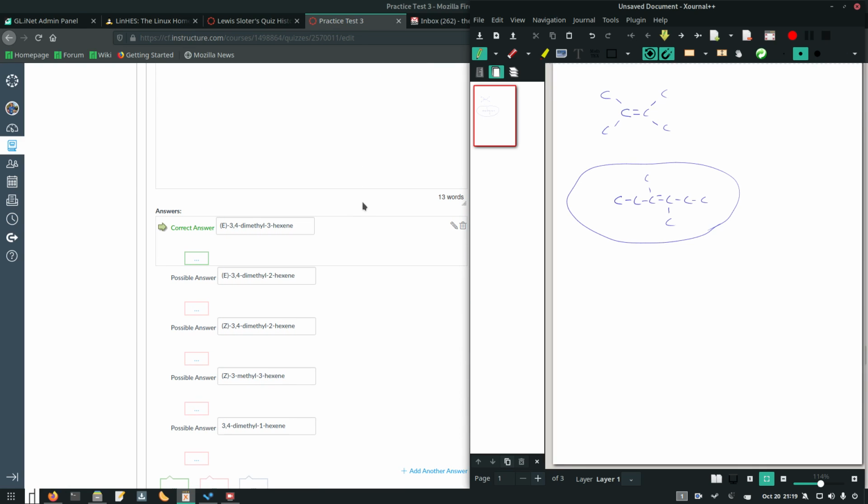Alright, but let's make sure none of these other ones actually work. So the next one is 3,4 with a 2-hexene. And if we draw out 2-hexene, and we put the 3 and 4 on there, this other location must have an H on it. So off that double bond there is at least one H, which is why that's going to have a higher amount of heat per mole.